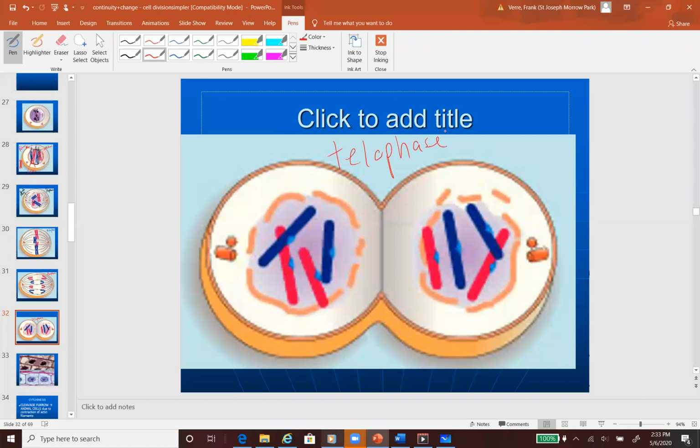And you can see what's happening in telophase. The nucleus is coming back. You notice that? You see it here? The nuclear membrane is coming back. And in this slide, you're also seeing the cytokinesis, and that's the cell splitting in the middle, because it's going to pinch in the middle and form two cells.